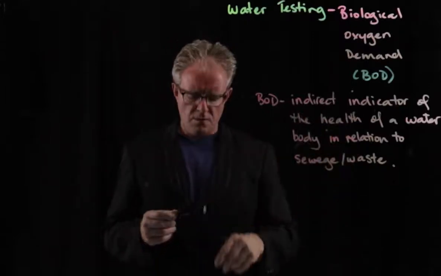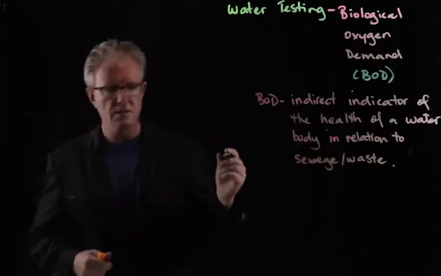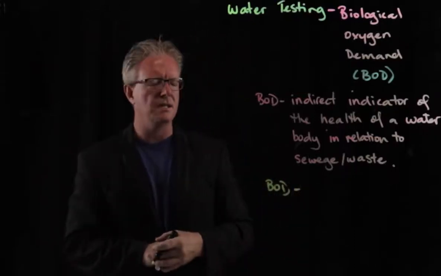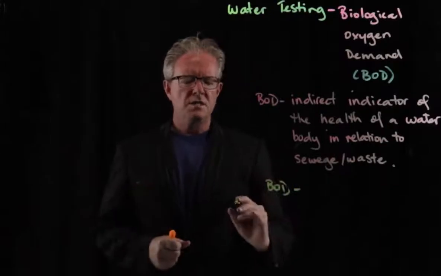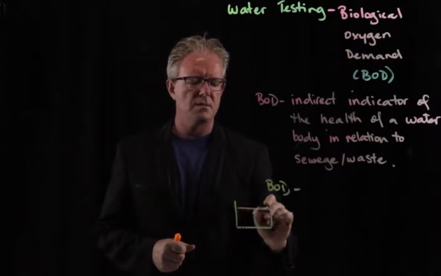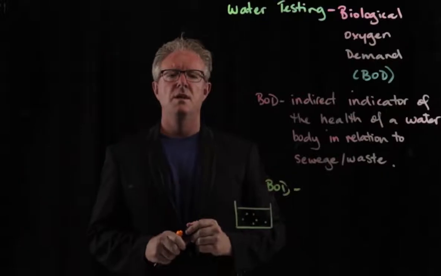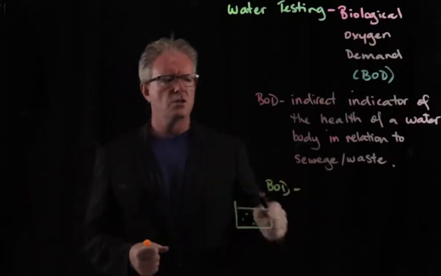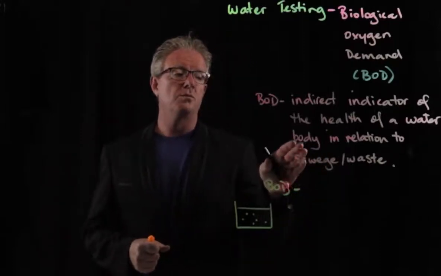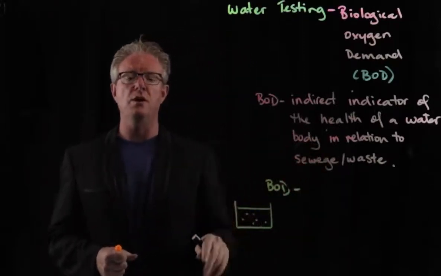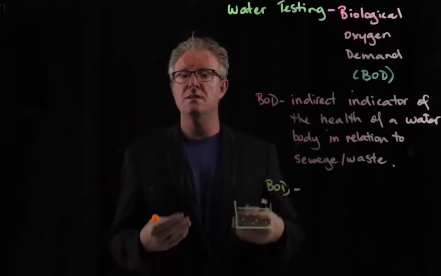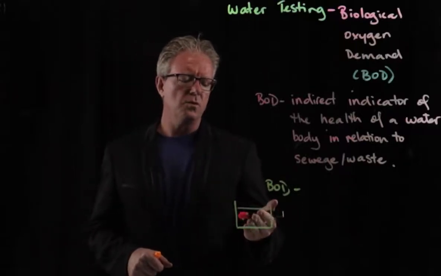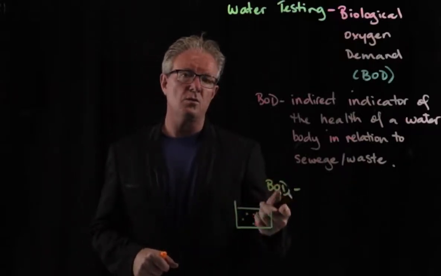So BOD is related to dissolved oxygen. The amount of biological oxygen demand, what does that mean? Well, if you have a water sample and it has microorganisms in it, those microorganisms want to respire. And to respire, you need a food source. So if there is organic material from human sewage in that water body, those microorganisms will use that as a food source to respire. And so you will find that the dissolved oxygen content will go down.